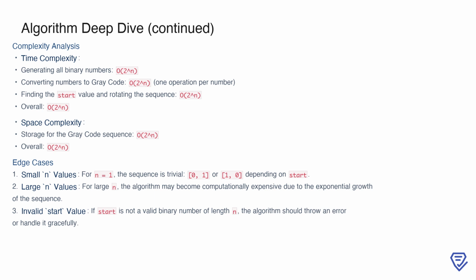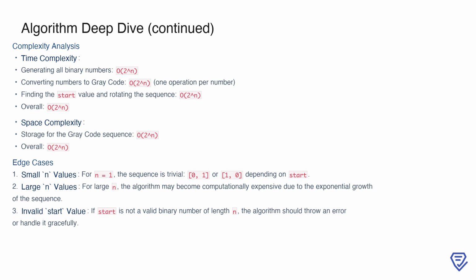For space complexity, we need 2^n space to store the gray code sequence, giving us an overall space complexity of 2^n. It's also essential to consider edge cases. For small values of n, such as n equals 1, the sequence is simple, either 0, 1, or 1, 0, depending on the start value.